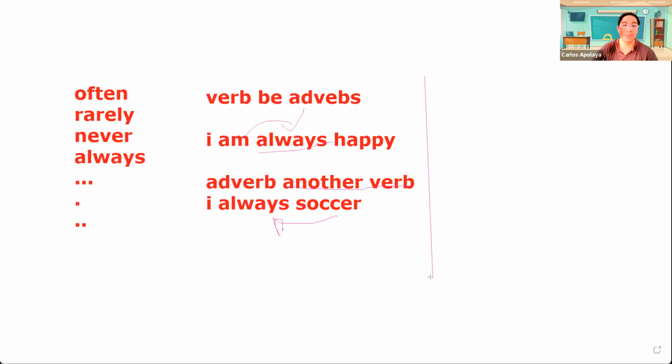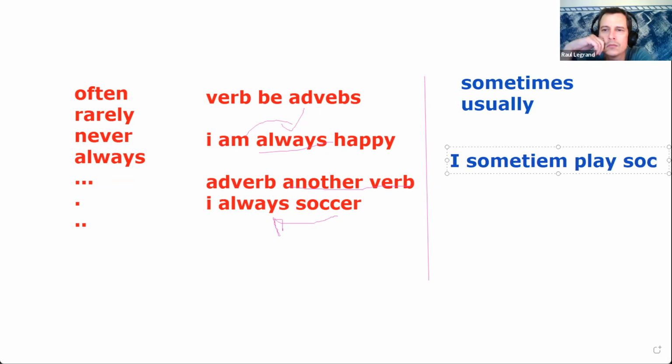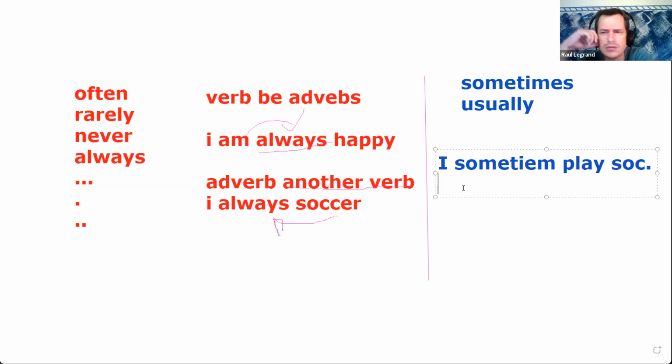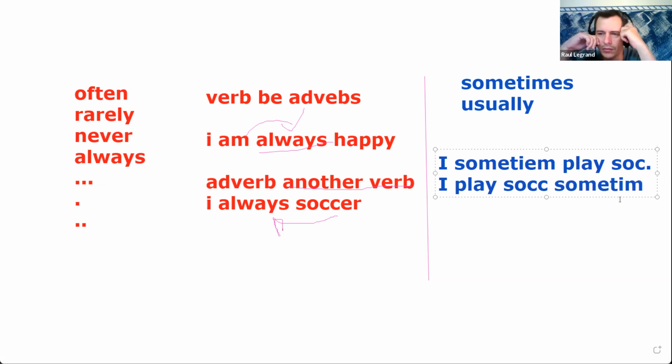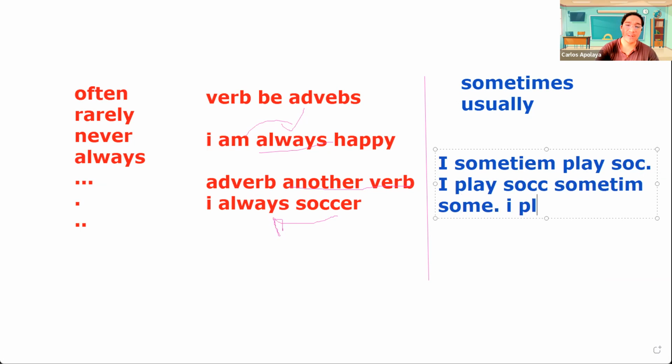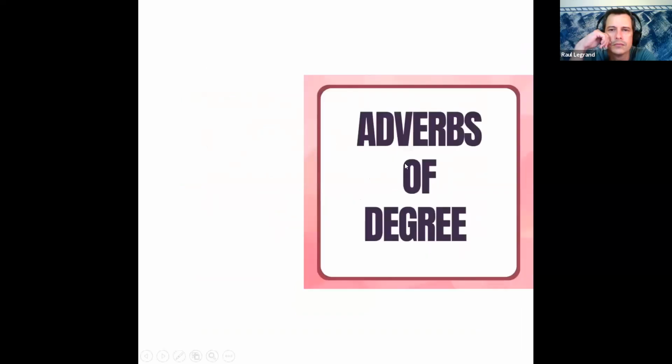But there is something that is pretty common in English. There are two special adverbs. Look at this. We have sometimes and usually. You say, "I sometimes play soccer." This is correct, right? Or "I play soccer sometimes." Yes. Remember, when you have sometimes and usually, you can use these adverbs in the middle, at the beginning, or at the end. They are special adverbs. Remember this one, okay? This is very useful.